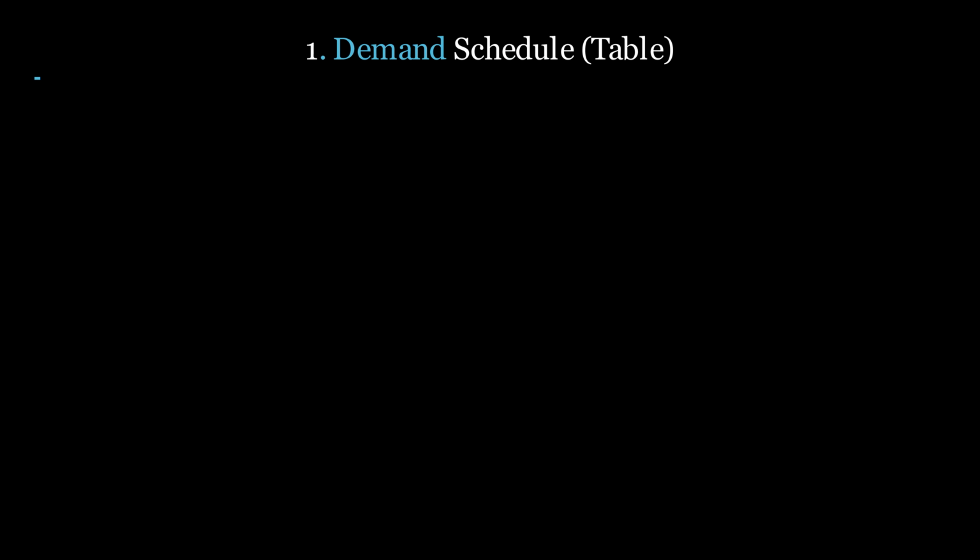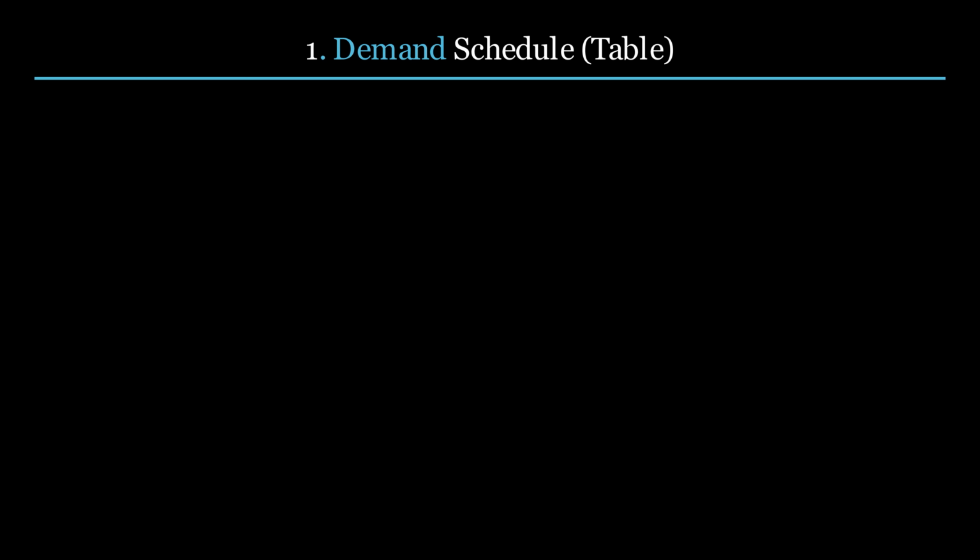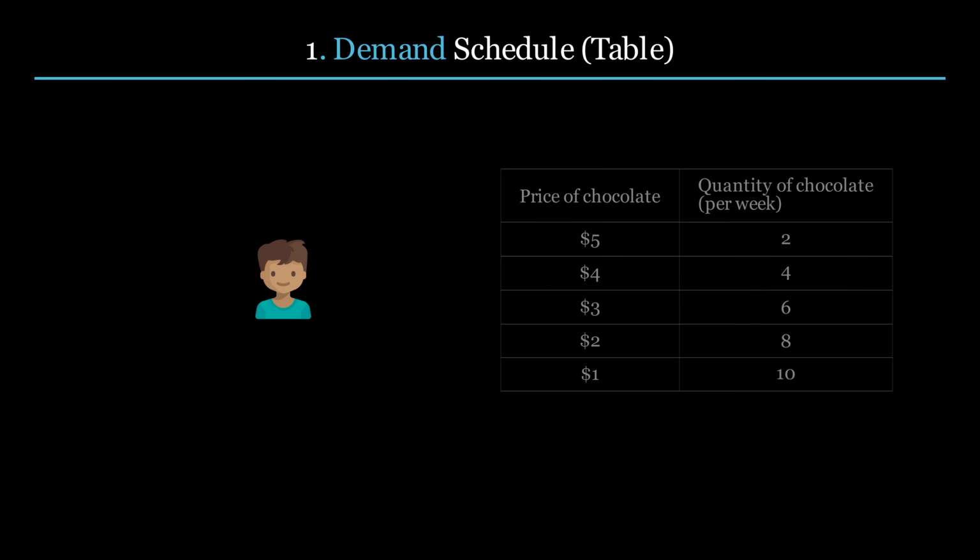The demand schedule is a simple table showing the quantity of a good that a person or market will buy at different prices. Let's make a demand schedule for Ali, a regular guy who buys chocolate bars every week. On the left side of the table, we have the prices of chocolate bars, and on the right side, we have the quantity of chocolate bars that Ali will buy at those prices.